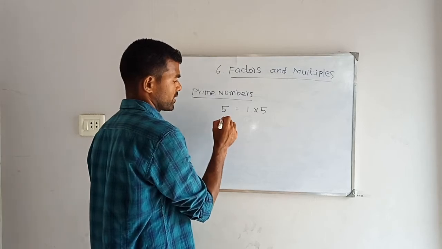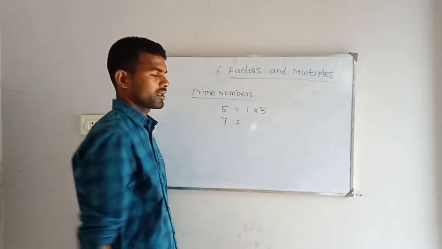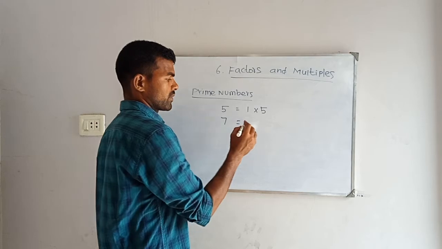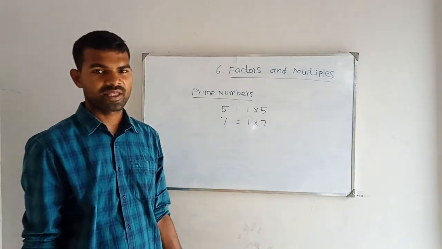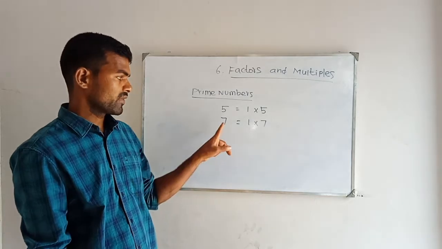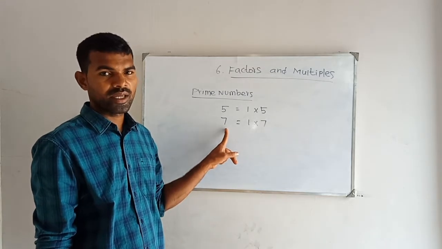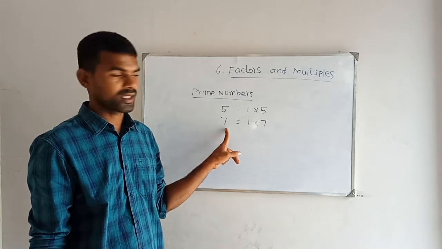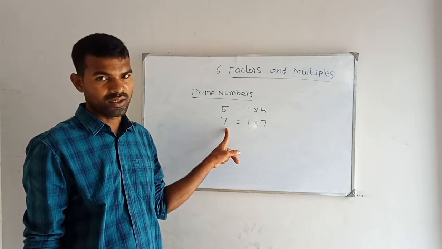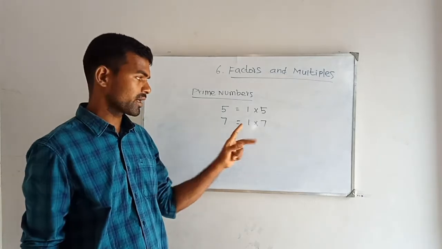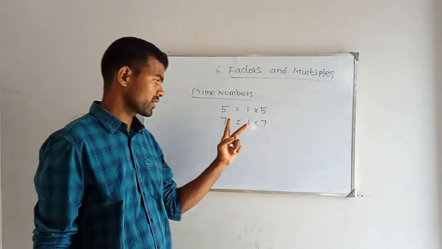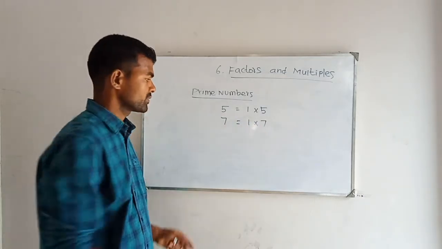Let us see 7 now. Multiply any two numbers: 1 multiply 7 is 7. To get 7, do we have any other number to multiply? 2 multiply, we will not get 7. 3 multiply any number, we will not get 7. Exactly, only these two numbers are factors.